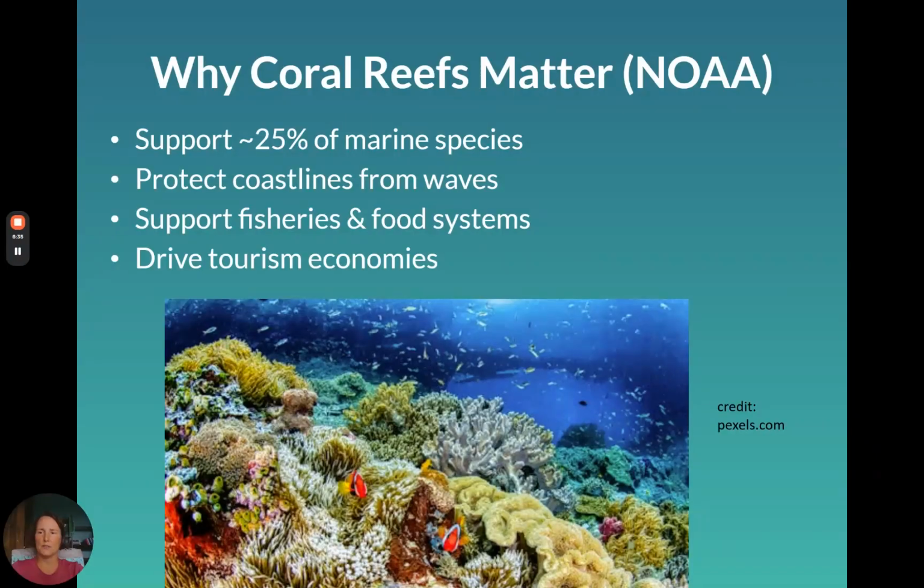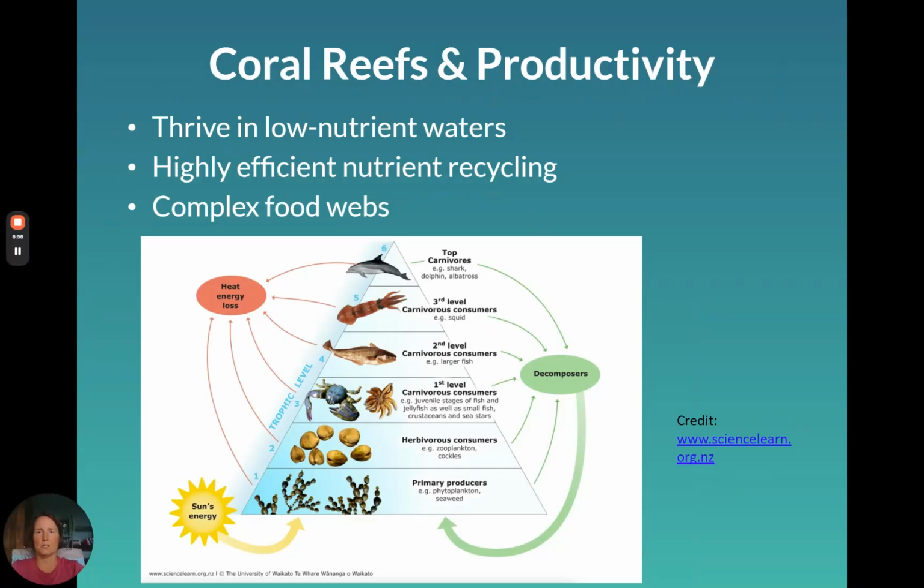They can also, I didn't put it in the list here, but they also provide medicines. We talked about that. Gosh, I feel like that was way back in week 1 or something, how there are a lot of chemicals and organisms in the ocean that we don't fully understand yet. And many of them have potential to be used in pharmaceuticals for medicines. So very, very important.